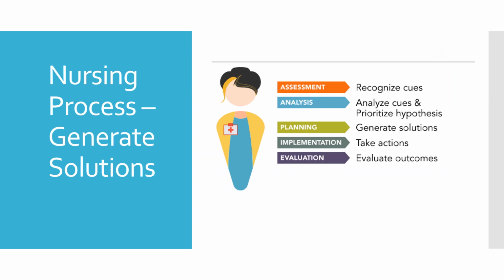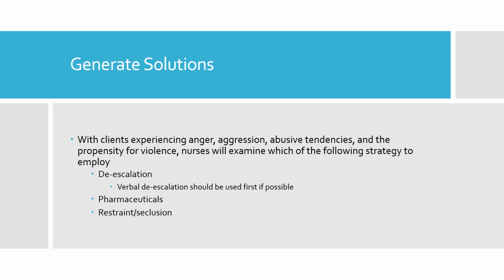Once we've assessed and now we've analyzed, now we can create some goals for our patients. So what are some of those solutions? When we have patients that are experiencing anger, aggression, and abuse, we need to examine different strategies, right? We need to be able to de-escalate. So the goal would be to verbally de-escalate first if possible. If that's not working, then the next goal may be to use some type of pharmaceuticals or medications. Unfortunately, if those don't work, then we have to get to our restraints and our seclusion.